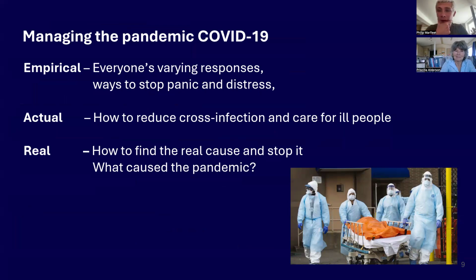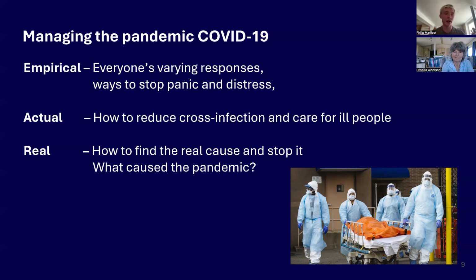So yeah, let's apply this to a more concurrent, more modern example that I think we can all really relate to. On an empirical level, interpretivists might look at the emotive response to the COVID-19 pandemic, how different social groups responded differently, what distress it caused. On an actual level, we might look at the quantitative response. So, how do we reduce cross-infection? How do we care for ill people?